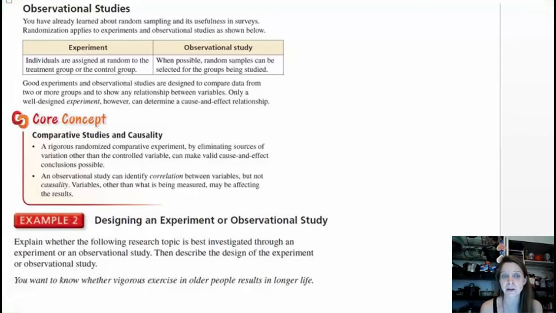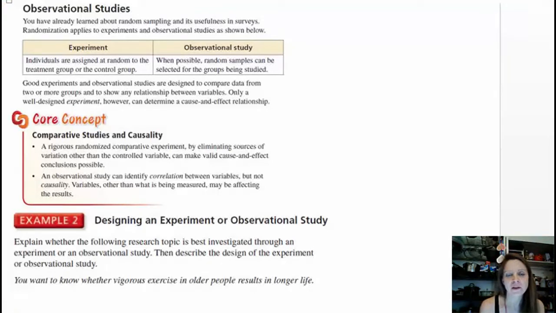A core concept, comparative studies and causality. A rigorous randomized comparative experiment, by eliminating sources of variation other than the control variable, can make valid cause and effect conclusions possible. An observational study can identify correlation between variables, but not causality. Variables other than what is being measured may be affecting the results.